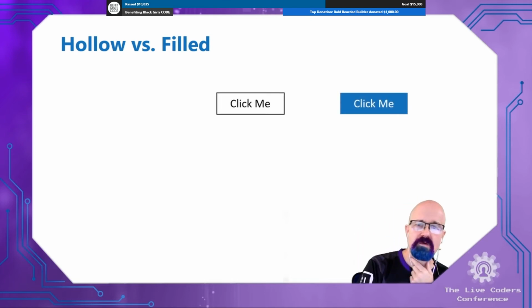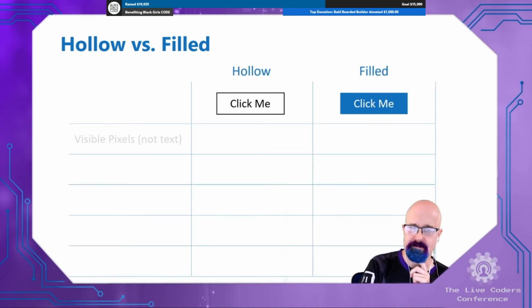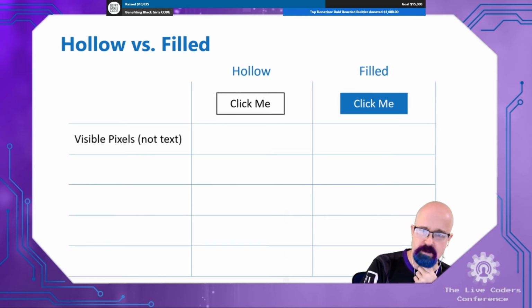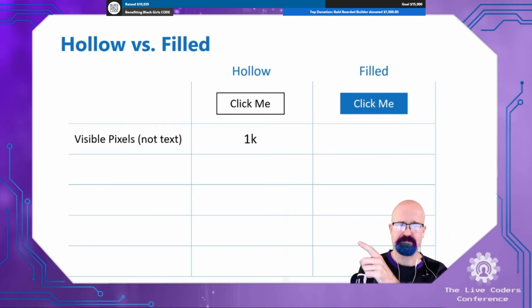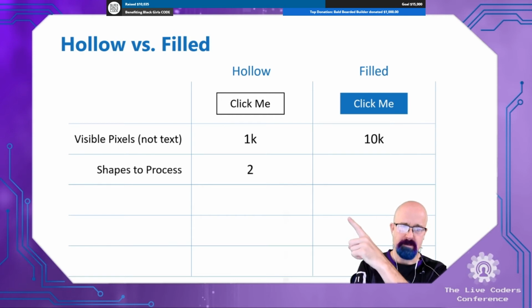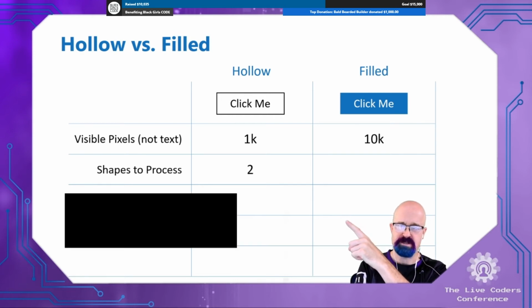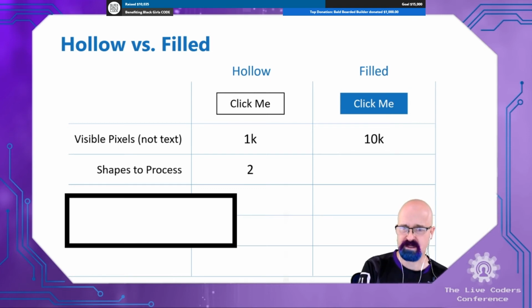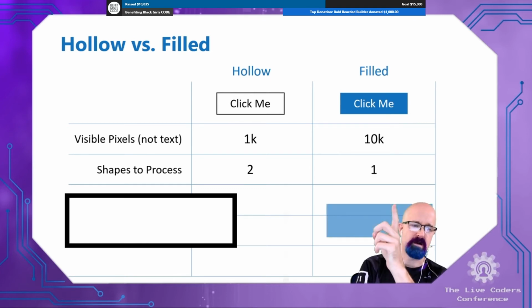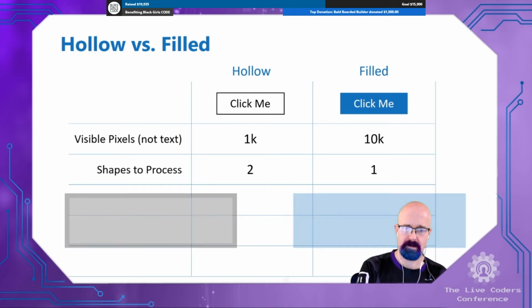Let's talk about hollow versus filled buttons now for a second. There's an example of a hollow button and a filled button right there. I'm just going to look at different categories of information for each of these. So the visible pixels, excluding text, there's about 1,000 in that shape on the left and about 10,000 over here. Shapes to process, I'm contending there are two shapes to process in that shape. There's an outer shape and an inner shape that we have to identify and recognize. Over here, there's one. It's a simpler design.